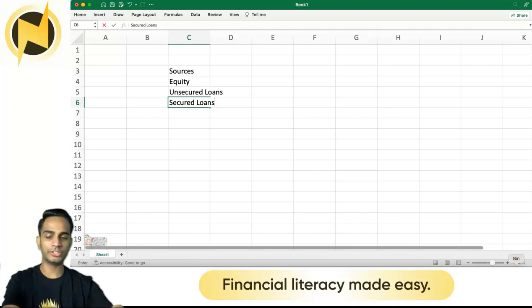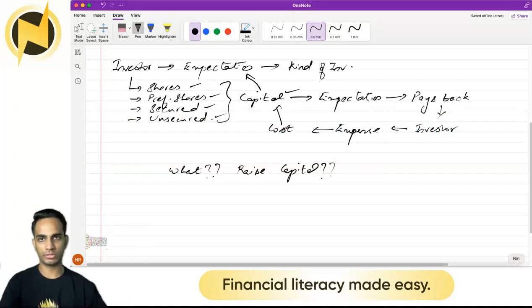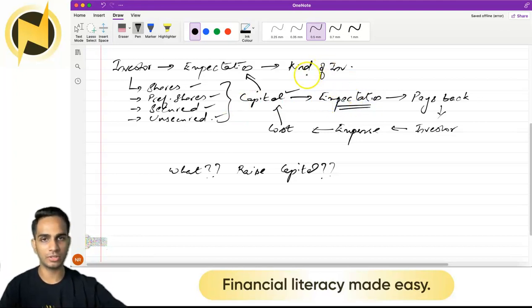See, when I mentioned previously in the note that I was sharing, each investor will have their own expectation based on the kind of the investment that they are making. Now, how does the expectation differ? How does the expectation change from each investment to investment? So how does it change from shares to preference to secured to unsecured?